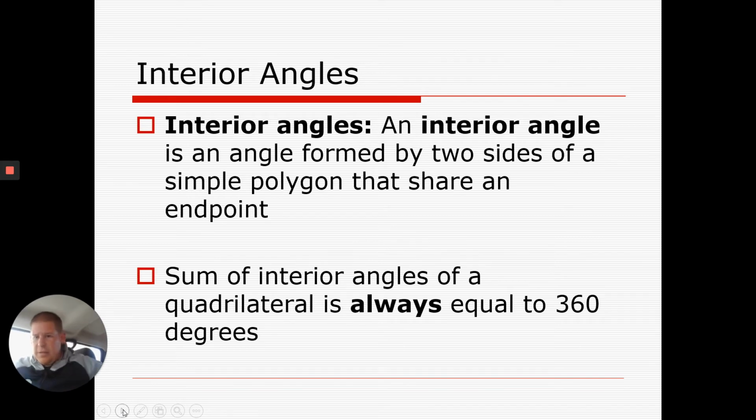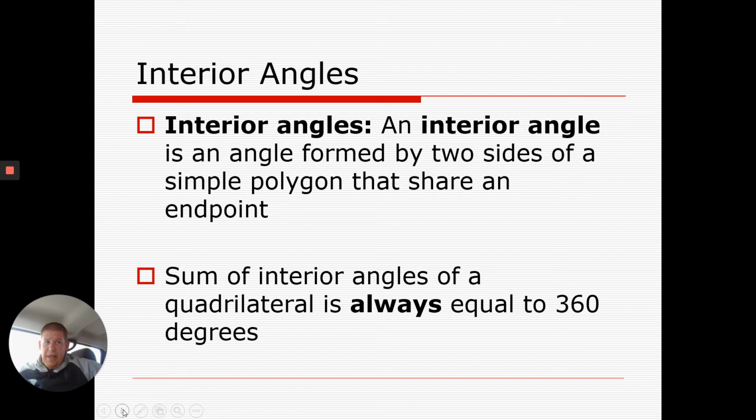All right, so let's talk about the angles, interior angles. So last week when Mrs. Johnson talked with you about angles, she talked about obtuse, acute, and right angles. But now when we think about a quadrilateral, we said a quadrilateral has 4 different angles. So an interior angle is an angle formed by 2 sides of a simple polygon that share an endpoint.